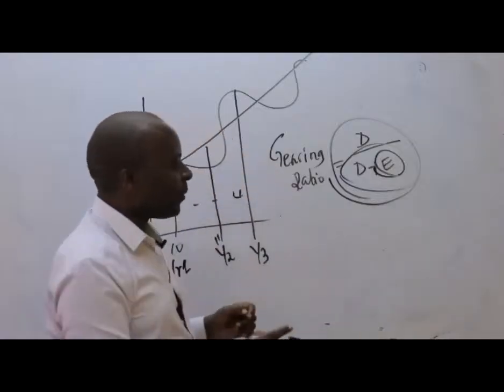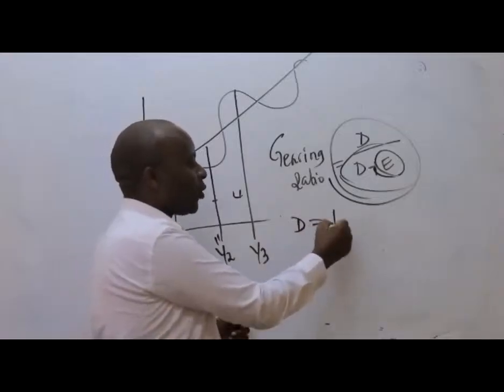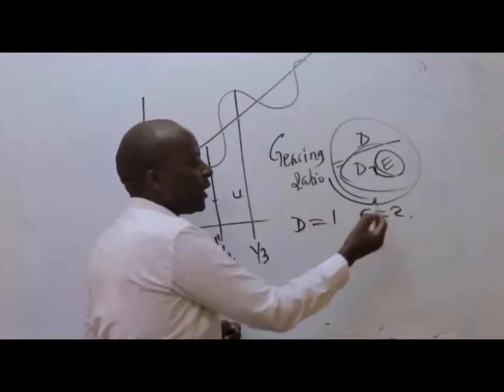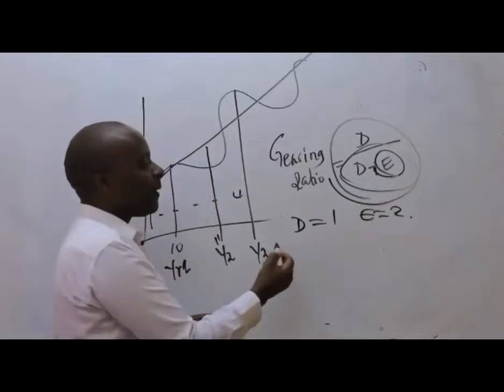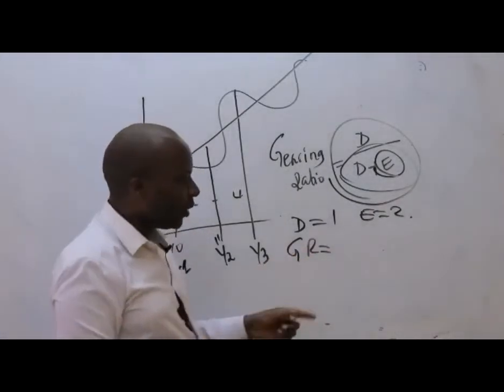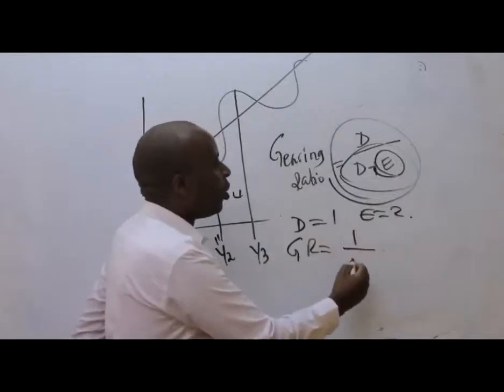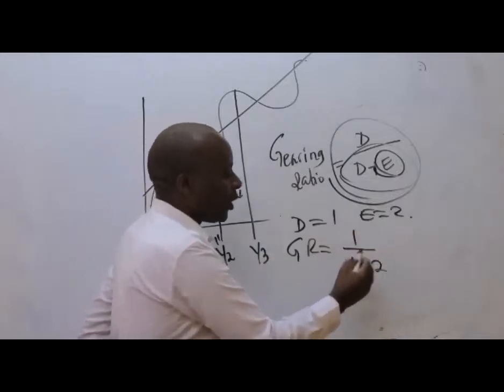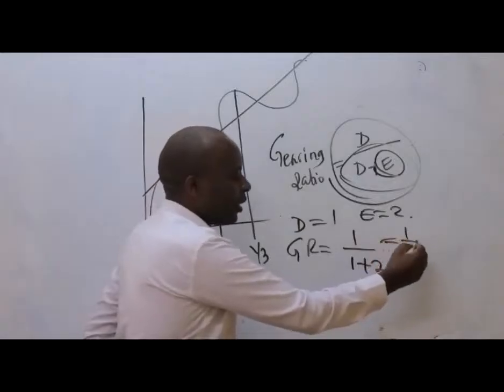Let me give you a very practical example. Assuming debt is 1 and the current equity, for example, is 2. So it means that the current gearing ratio will be 1 over 1 plus equity, which is 2, which will be what here, somebody? Which will be a third.